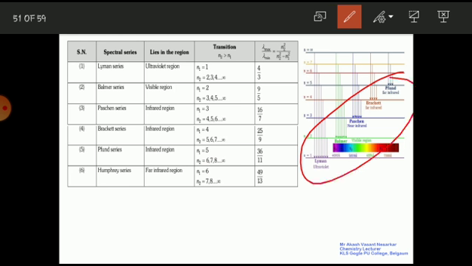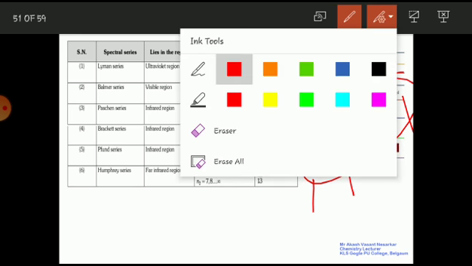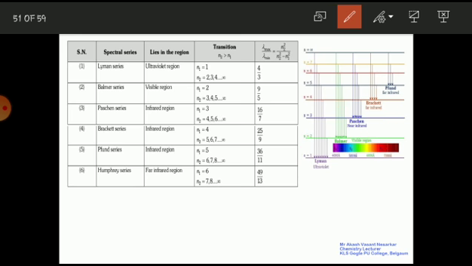So when it falls from a higher energy level to the first, it is Lyman. When it falls from a higher energy level to the second, it is Balmer. When it falls to the third, it is Paschen. Fourth, Brackett, and fifth, Pfund. So these are the spectral series of a hydrogen atom. I hope you understood this.